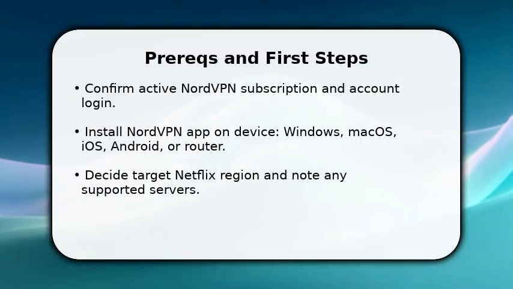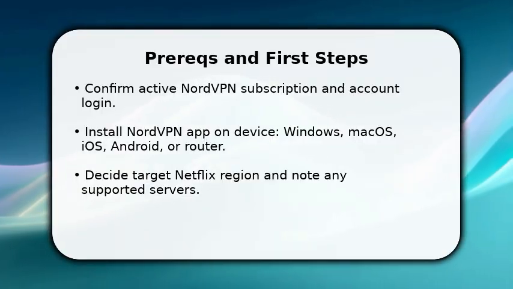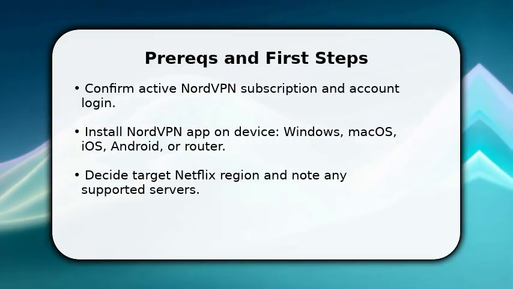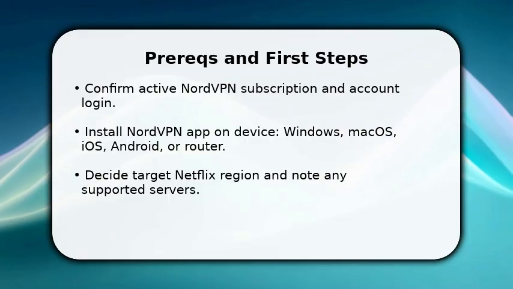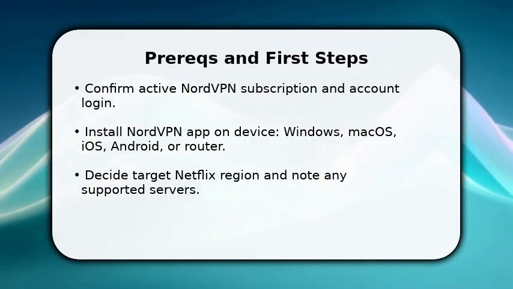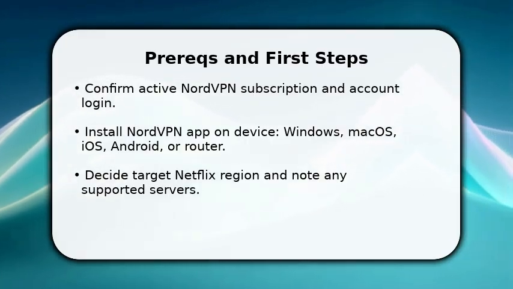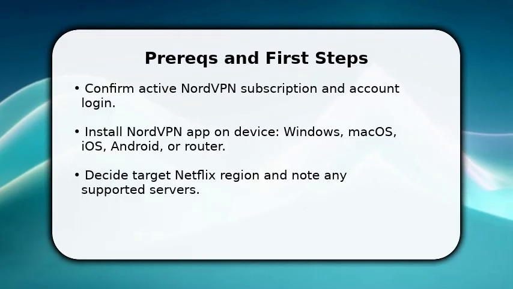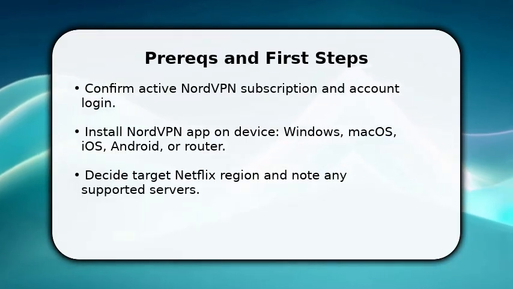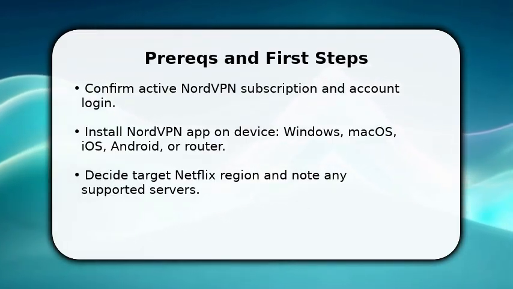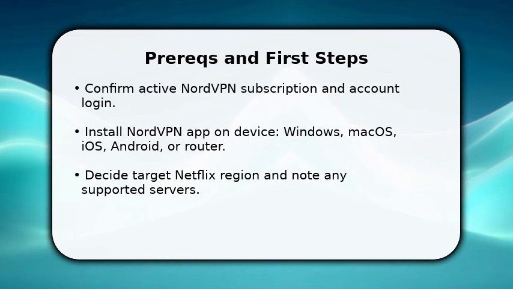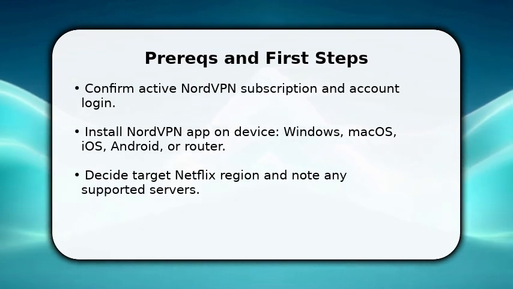You start by confirming you have an active NordVPN account and the Netflix plan that supports your device. Once confirmed, install the NordVPN app on the device you'll stream from, or configure your router if needed, because devices like smart TVs may require router setup. Make sure to sign in and enable auto updates. Then pick the Netflix region you want. This determines server choice. Finally, enable kill switch and app settings so streaming won't leak if the VPN drops.